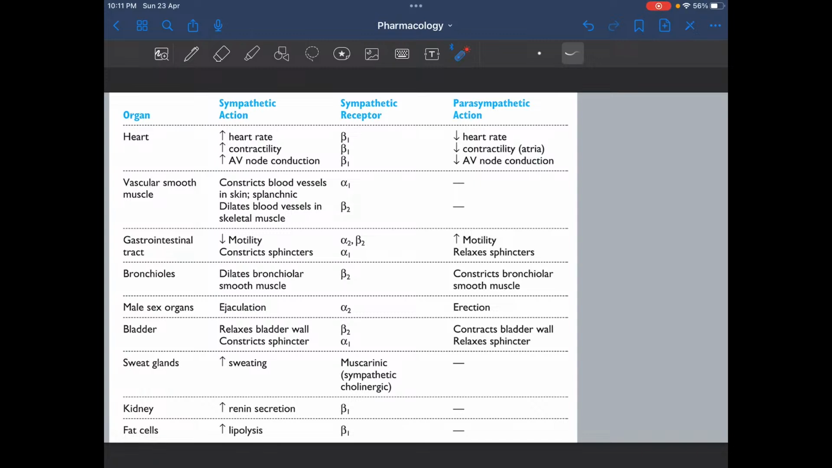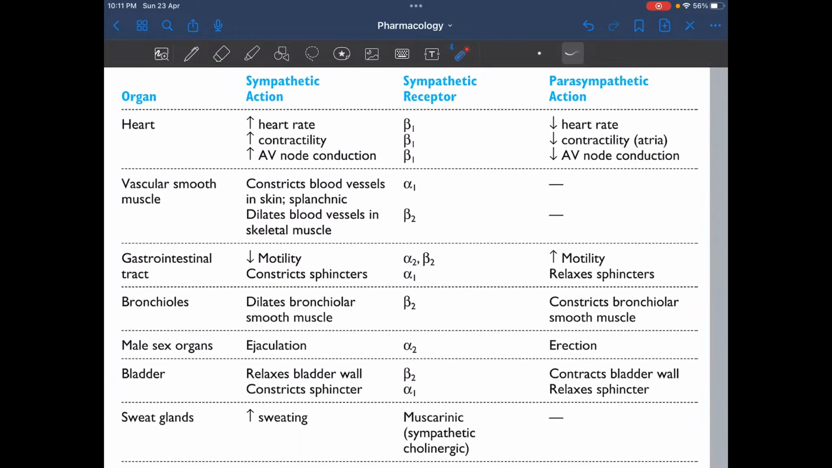Right. So these are the different actions that we're going to discuss: what is our sympathetic action and what is the parasympathetic action. Let me just give you a brief overview. When we talk about the heart, in case of the sympathetic action, mainly it's going to increase the heart rate, it's going to increase the contractility, as well as it's going to increase your AV nodal conduction. Okay. And what is the receptor that we have in the heart? It's mainly beta 1 type of receptor.